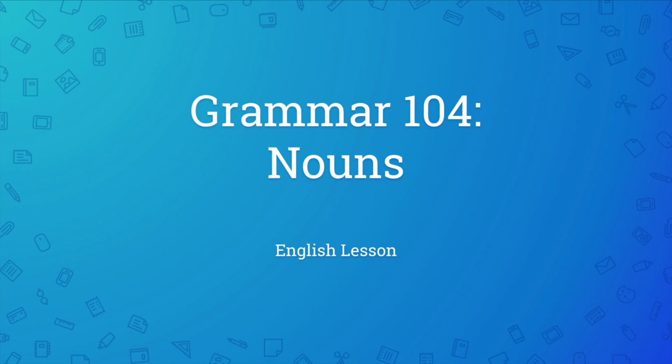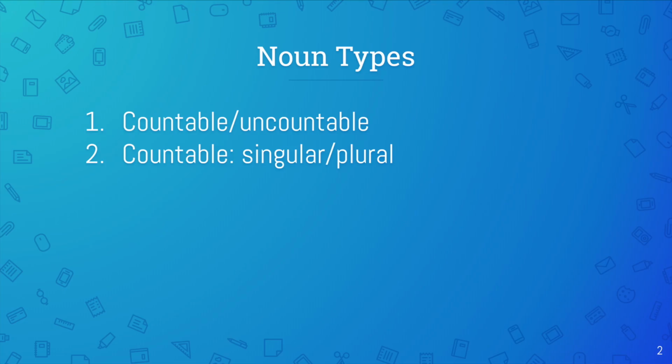Nouns are usually divided into two types. These are countable and uncountable. And then under countable, there are singular nouns and plural nouns. Singular means just one, and plural means more than one. First, let's talk about countable nouns.